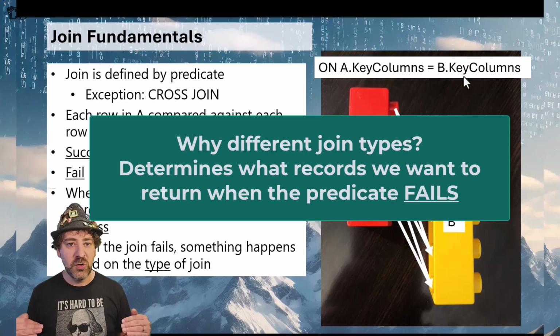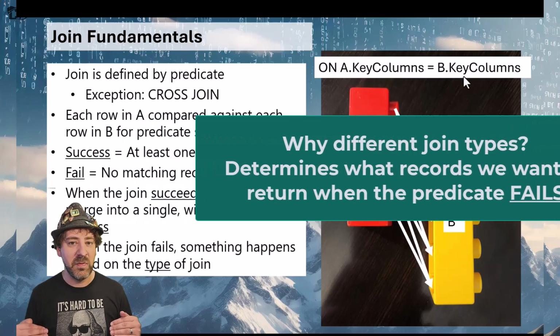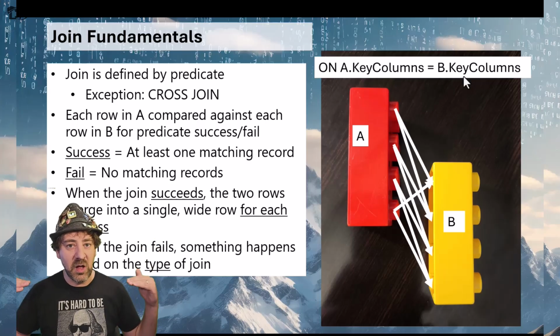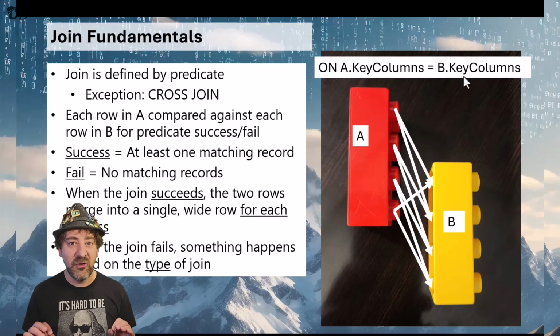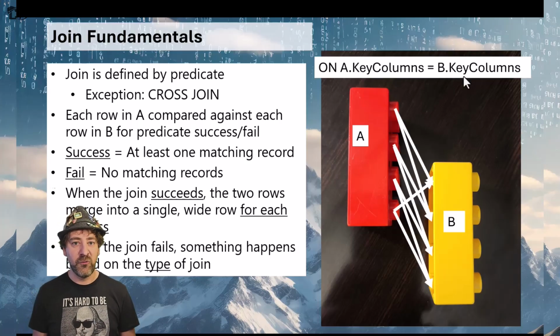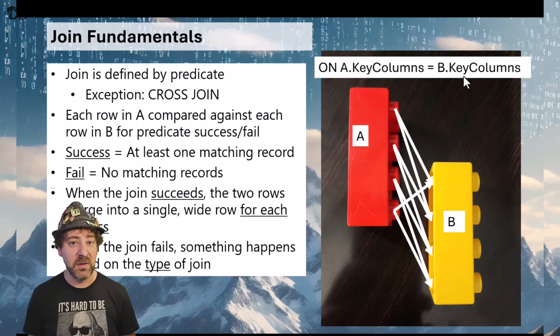Logically, all joins do the exact same thing that I explained. All records in A compared to all records in B. The only difference is, based on that comparison, we return a different set of records from that comparison depending on the predicate and the type of join that we define. Don't believe me? Let me showcase it in a demo.